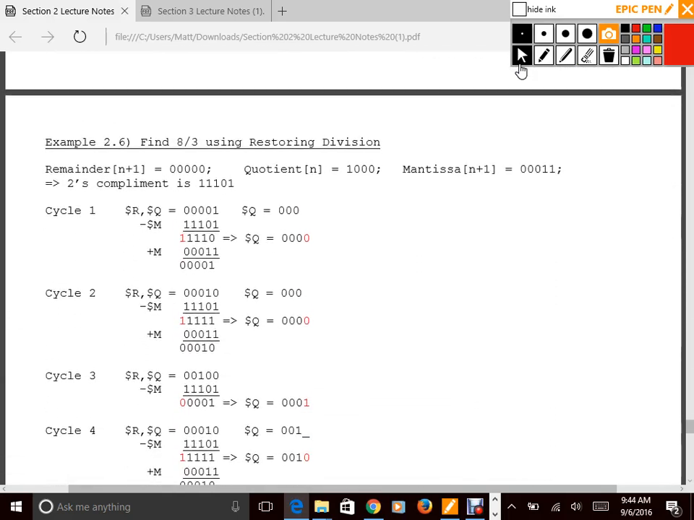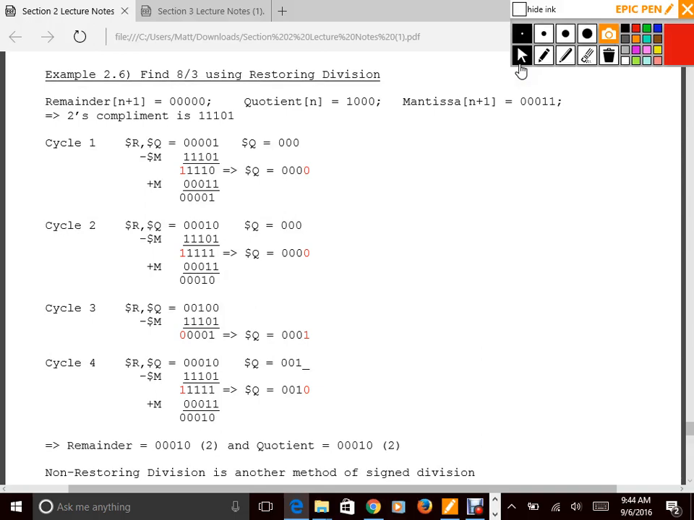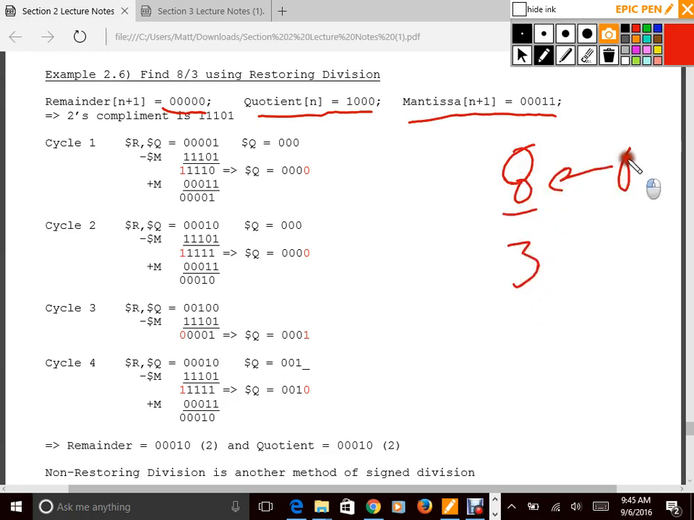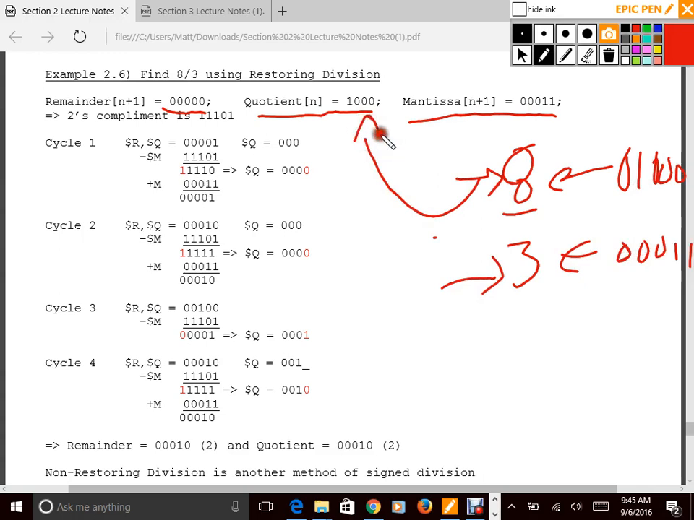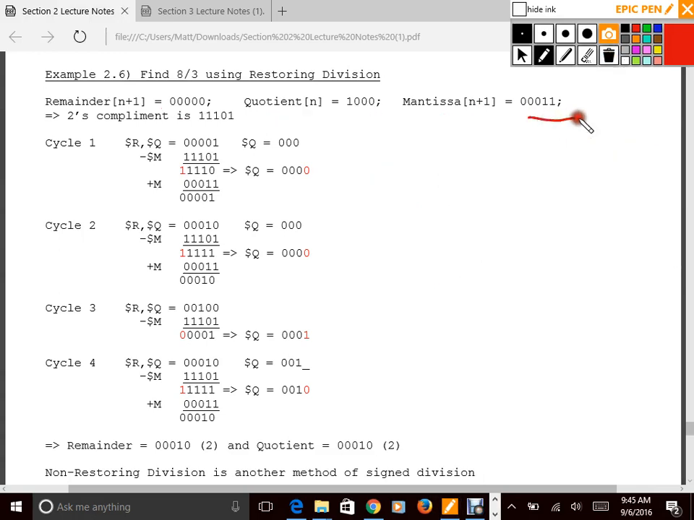So in this case, we are going to find 8 divided by 3 using restoring division. So we set our remainder to 0. It's n plus 1 bits. Our quotient is going to be equal to our dividend, right? And the mantissa is going to be equal to the divisor. So in this case, it's 8 divided by 3. So 8 is 0, 1, 0, 0, 0. 3 is 0, 0, 0, 1, 1. The quotient register holds the dividend, and the mantissa is the divisor.